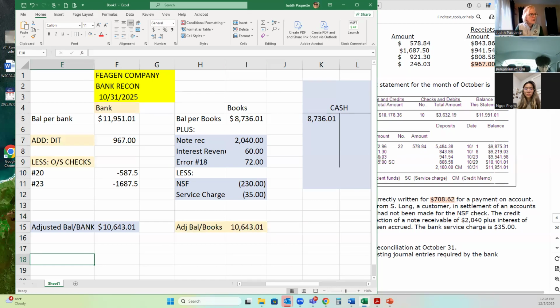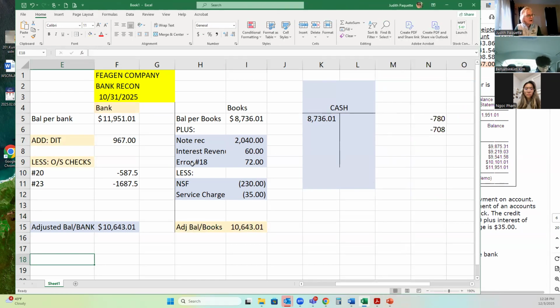Now, you are not done yet because we have to take these 5 things and make journal entries out of them. And they're pretty straightforward. They're going to be easy because for these 3 additions, the journal entry is going to be debit cash for each of those. For these 2, the journal entry is going to be credit cash. So let's just build them.